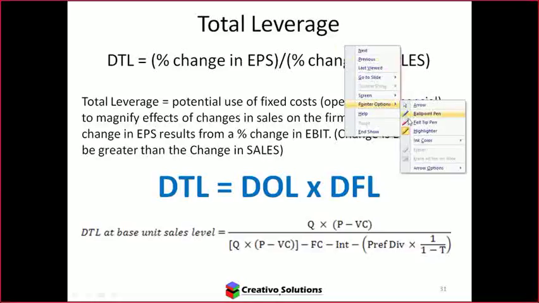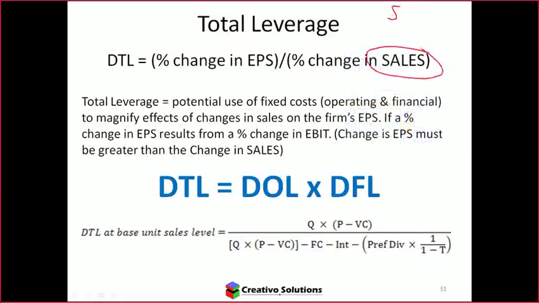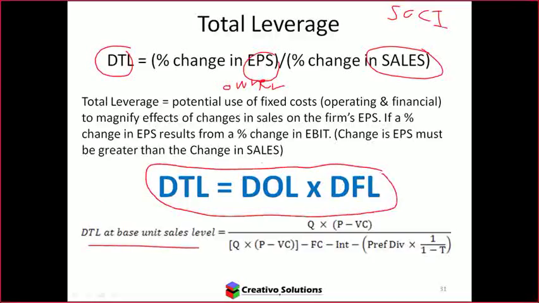Right, and then what happens if we combine the two? Well, now we're looking at sales. Sales is right at the top of your statement of comprehensive income. EPS is an owner-related measure that shows how much profit is going to be distributed per share according to the earnings. So with total leverage, do I need this equation? No, I don't. You should be able to calculate DOL and DFL. Those are the two important formulas. All you need to remember is just multiplication. If I multiply the one by the other, I get what answer? DTL, the total leverage. Is that okay?